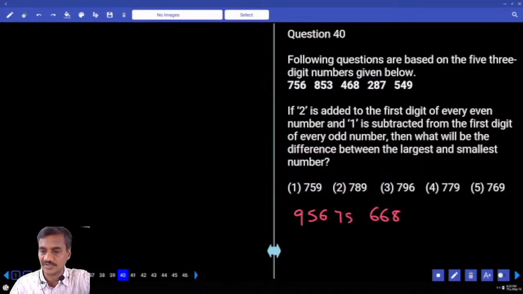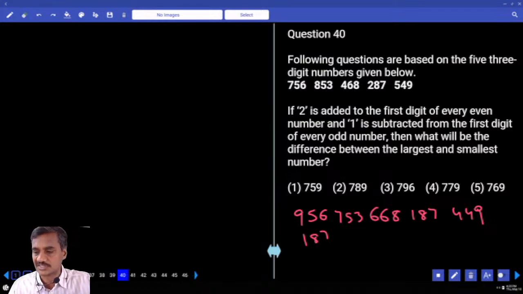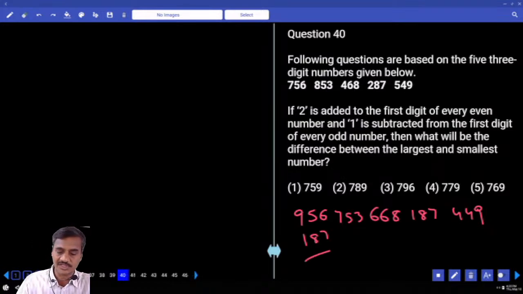Now this is 753 and this is 187, and at the same time 414. Then 1 is subtracted from the first digit. Then what will be the difference between the largest and the smallest? 956 and 187. Now what is the difference here? 16 minus 7 is 9. And the answer is 769, choice 1. Done with this. Now this is about clerk prelim paper number 26.